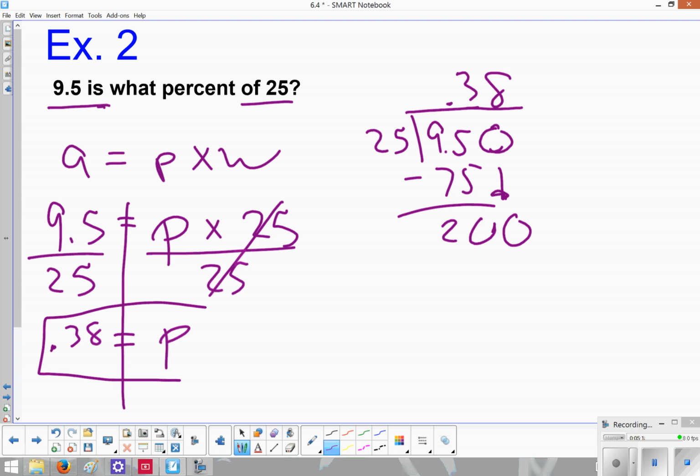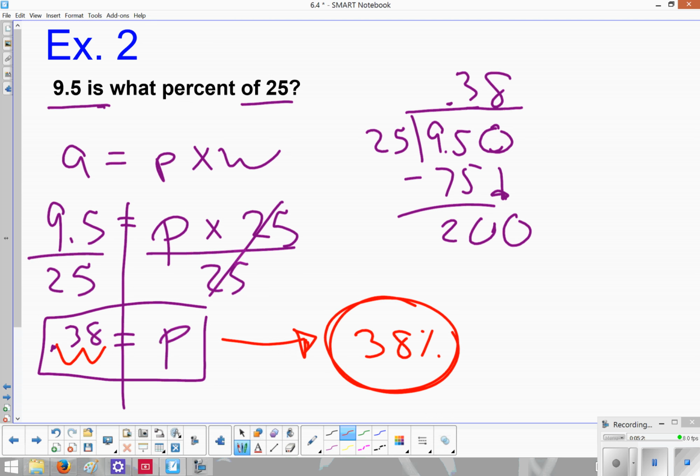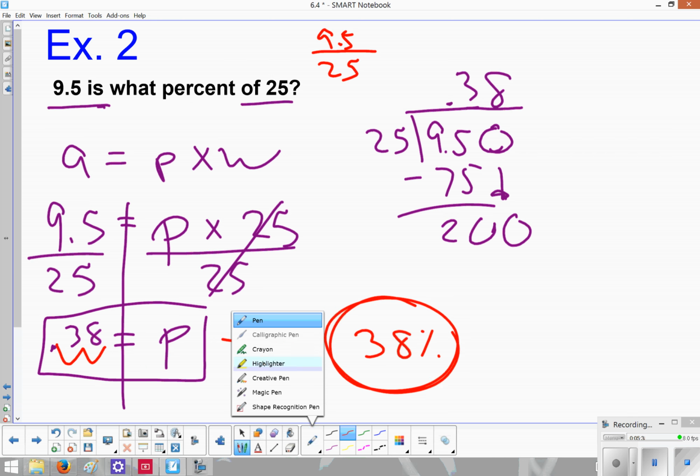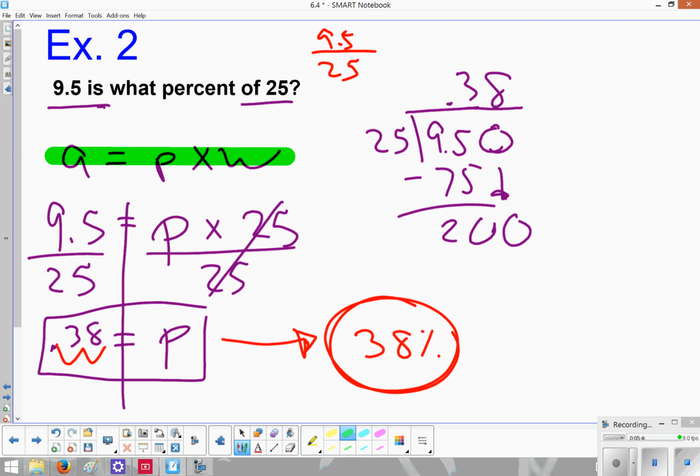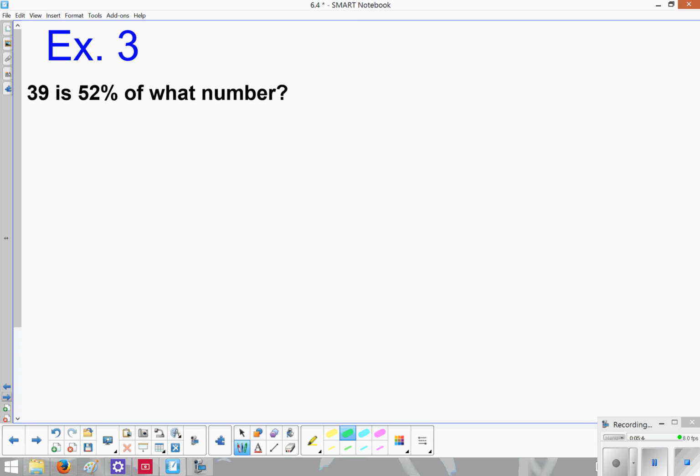This 0.38 is not my percent, though, so to change it to a percent, I'm going to move the decimal to the right, as in 6.1 we learned. So that is 38%. So your grade is a 38% for how many questions? For 9.5 out of 25. Okay, so we're going to be using this equation today to solve for unknowns. Very similar to the last lesson, except it's in equation form. Okay, all right, let's go ahead and have you do example number 3.